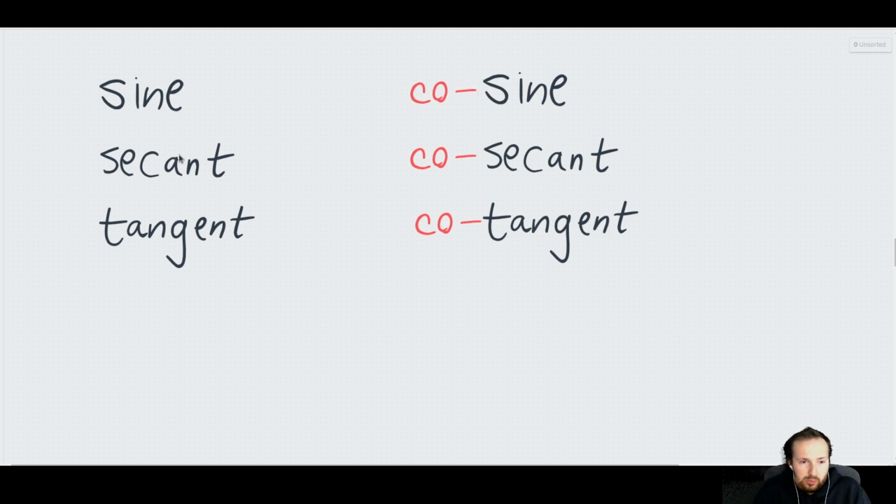And then the opposite would be if it does not start with CO, the rule is add it. So tangent, what's the cofunction of tangent? Well, it does not start with CO, so add CO, cotangent. So that's all you really need to be able to do. You just need to be able to recognize these pairs. If you understand that, then these rules that we go over next are going to make sense.